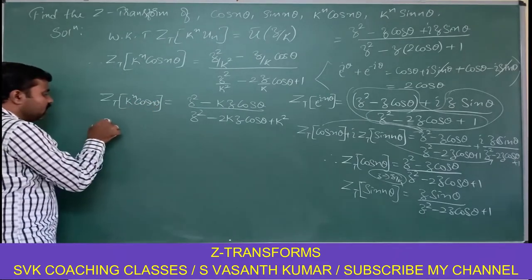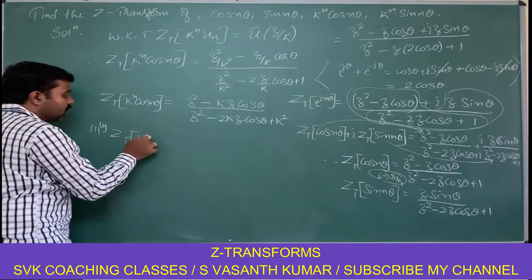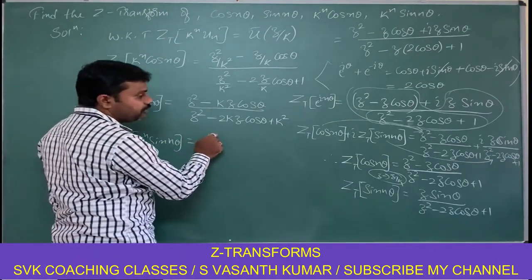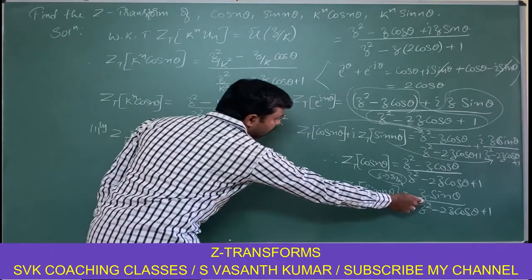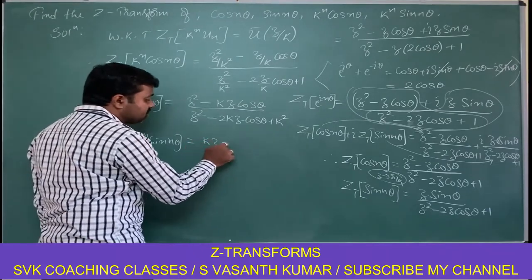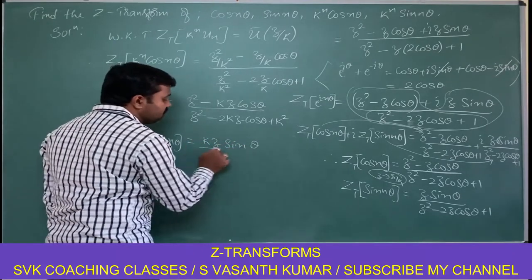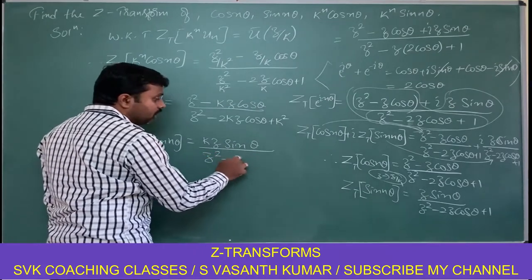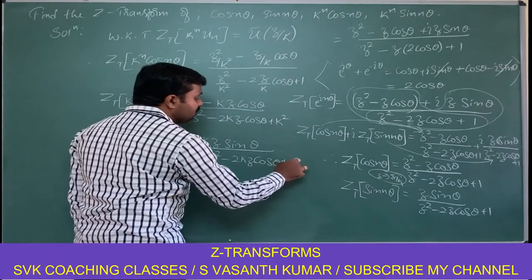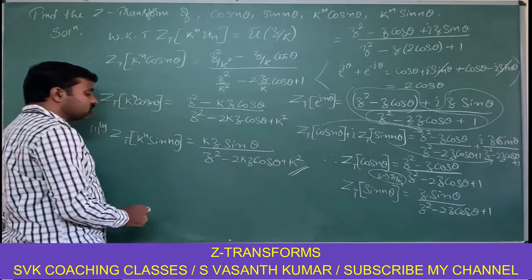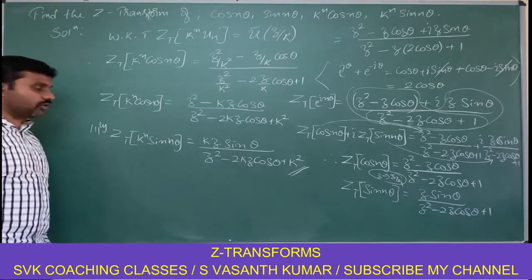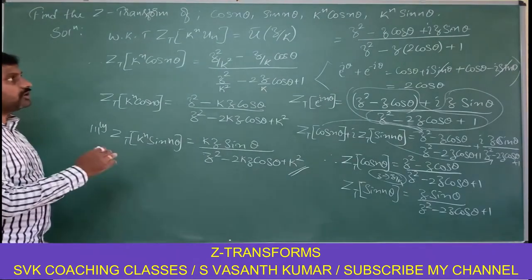Similarly, the Z transform of k power n sin n theta we can write down directly, replacing z by k here. So the LCM is k square in the denominator. It becomes kz sin theta divided by z square minus 2kz cos theta plus k square. This is the required solution for the Z transform of k power n cos n theta and k power n sin n theta for the required question.